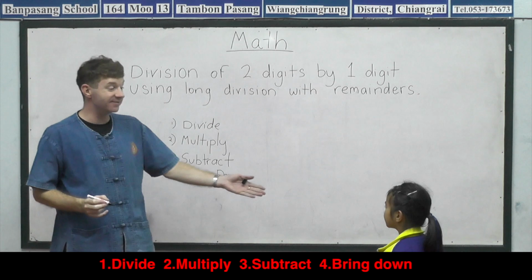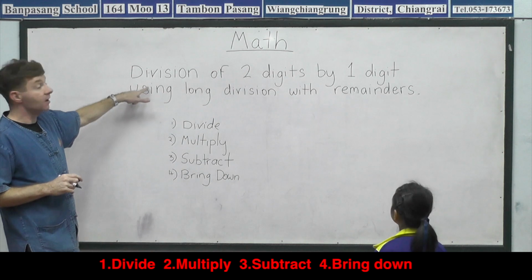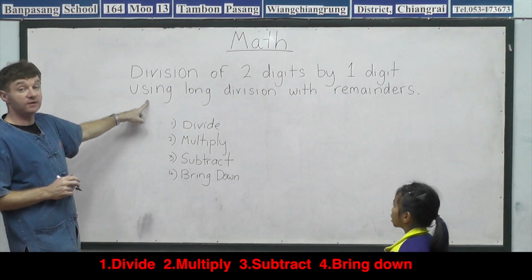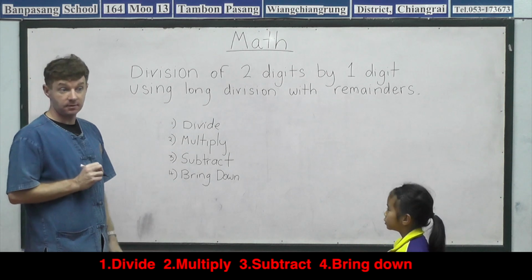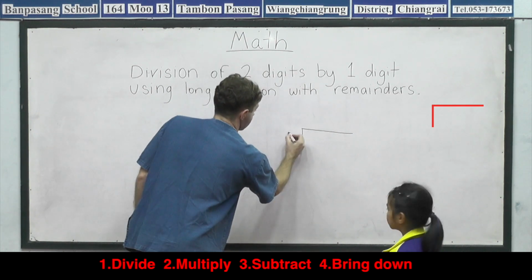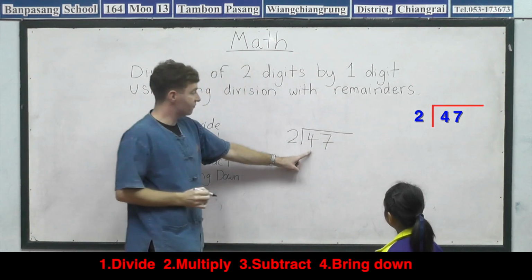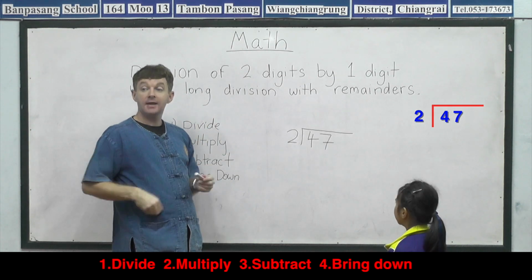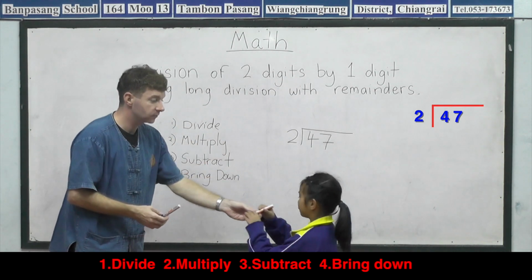Okay, so now I have my assistant Prau, and what we're going to do is division of two digits by one digit using long division with remainders. Okay, so let's see, we will do our division table, and we will have 47 divided by 2. Prau, what color would you like? Black. Okay, so over to you.